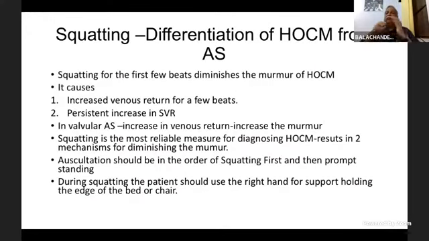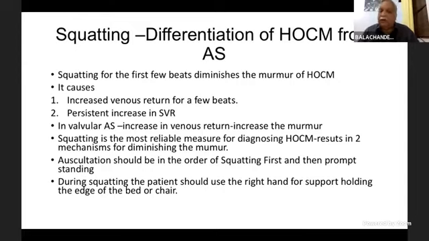How do you differentiate HOCM and AS on squatting? So squatting for the first few beats diminishes the murmur of HOCM. It causes an increased venous return, a persistent increase in SVR, and once the systemic vascular resistance increases, it holds down the mitral valve, and the LVOT gradient is sort of decreased. But the valvular AS, the increase in venous return, will increase the murmur. In fact, squatting is the most reliable measure for diagnosing HOCM.